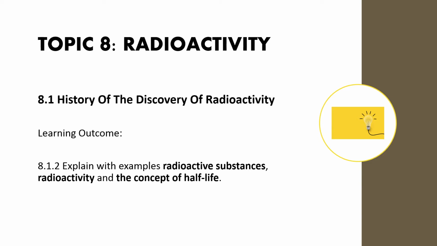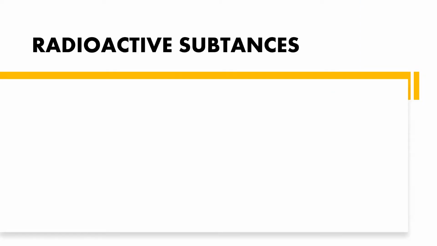So our learning outcome for today is, at the end of this lesson, you will be able to explain with examples radioactive substance, radioactivity, and the concept of half-life. So our three key points here are radioactive substance, radioactivity, and the concept of half-life. We're gonna see the concepts one by one. Let's move on to radioactive substance.